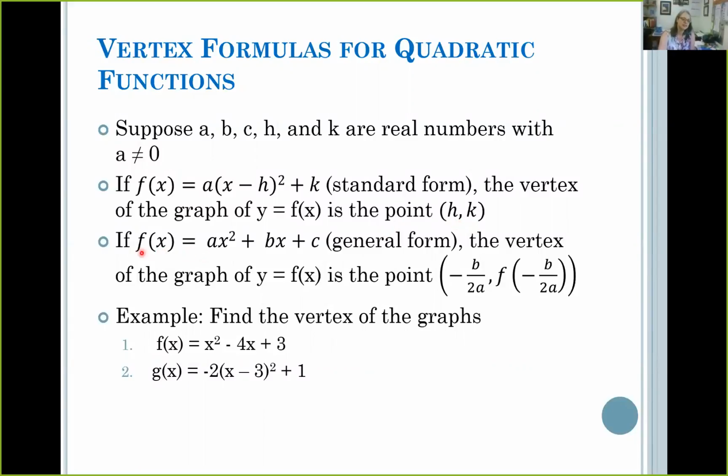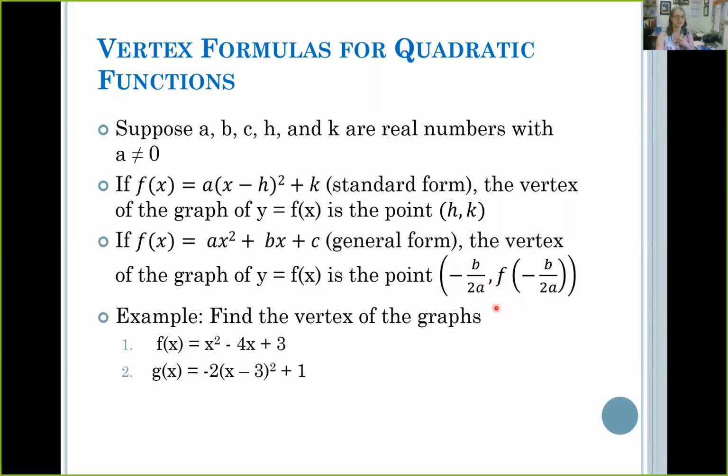Now we can also find quadratic functions in the form ax squared plus bx plus c, what we call the general form. And in this case, we can find the vertex from the coefficients of our equation. The x-coordinate of the vertex can be found by taking the middle coefficient, b, changing its sign, and dividing it by 2 times the leading coefficient, or we can say negative b over 2a. That is the x-coordinate of the vertex. We find the y-coordinate by just plugging that x back into our function.